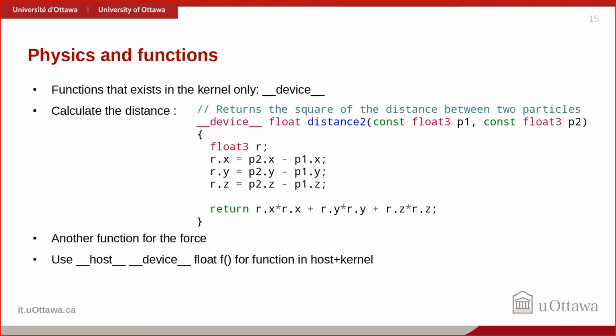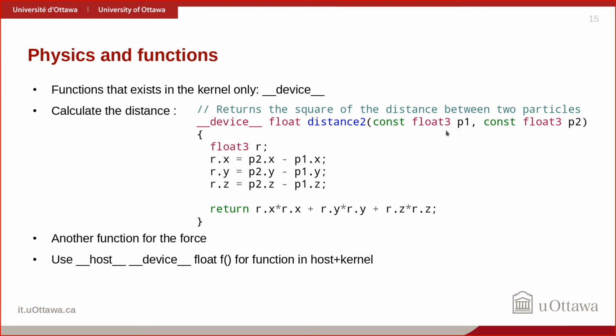So there is a qualifier called __device__, and it is used to define functions that can be called by your kernel. These only exist on the GPU. You cannot call them from the host program. So it's an example for the distance between two particles. Actually, the distance squared, which is by distance2. And I use a distance squared so I don't have to take the square root, which is an expensive operation.